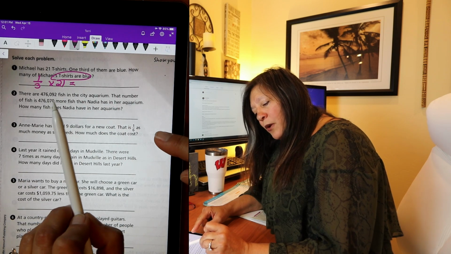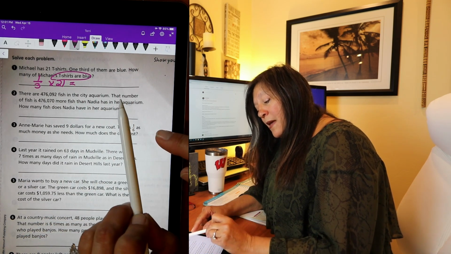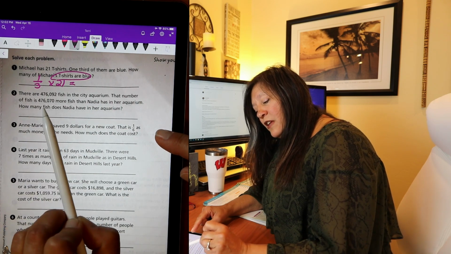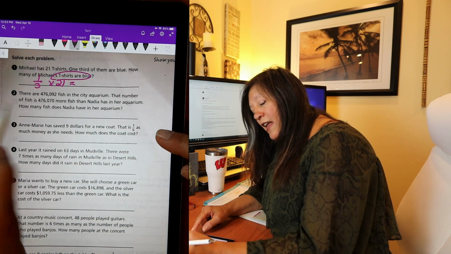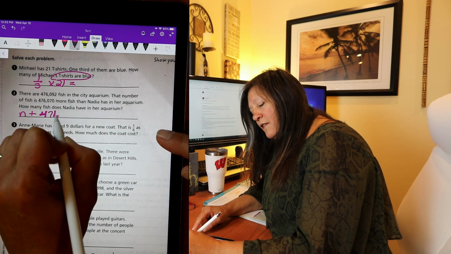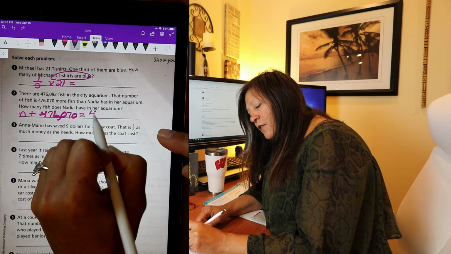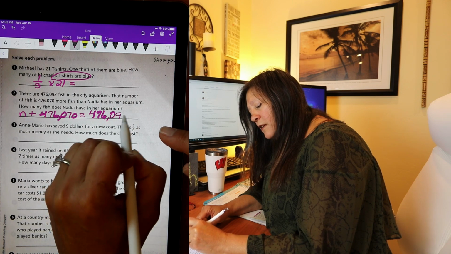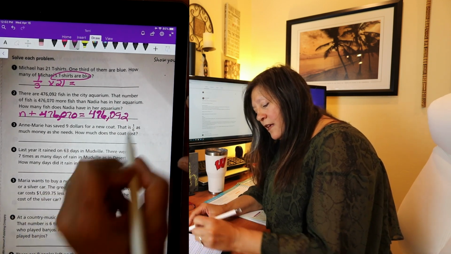Number 2, there are 476,092 fish in a city aquarium. That number of fish is 476,070 more fish than Nadia. So Nadia plus the 476,070 equals the 476,092. Well, that's our situation, but how do you solve that?